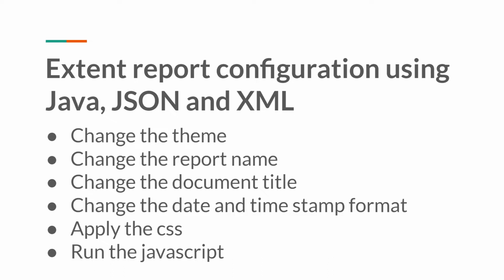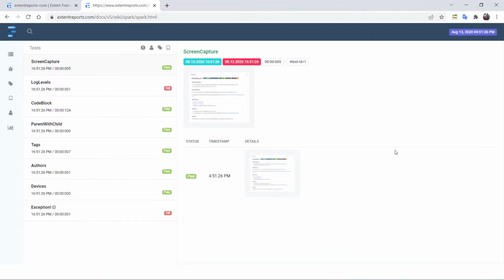So the first thing is change the theme, right? So let me go to the default extent reports. So this is the extent reports that is provided in the extent reports website itself, right? So I haven't generated this one. It is coming from the extent reports website only. So this is the default extent reports. So this is how when you generate any extent reports, it will look like.